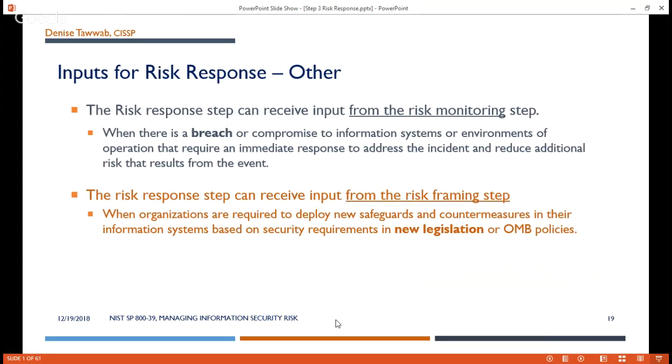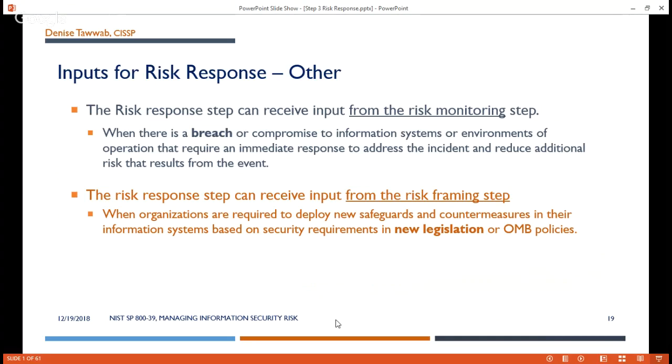Okay, other inputs for the risk response step include input from the risk monitoring step. And we haven't talked about that yet. That's the 4th step in the risk management process. But when there is a breach or compromise to your information systems or your environments of operation that require some kind of response to address the incident and reduce additional risk, there's information that comes out of that that's fed back into the risk response.